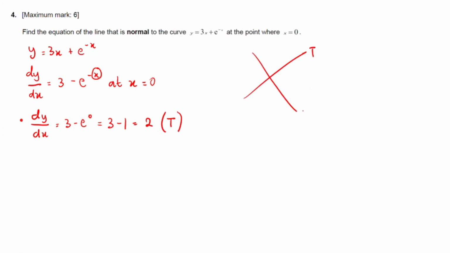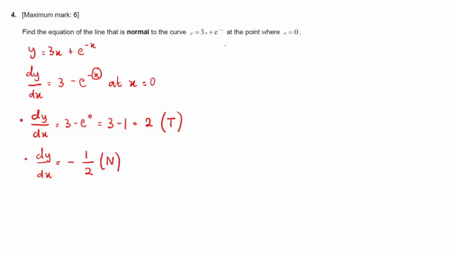So if this is the tangent and this is the normal here, it means the gradient is going to be the total opposite. Now, what is the total opposite? Not just the dy/dx, not just -2. No, not only that, but it will also reverse the 2. So it's going to be -1 over 2. This is what we call the total opposite of 2. Positive becomes negative, and we flip the number. So now, this is the gradient of the normal.